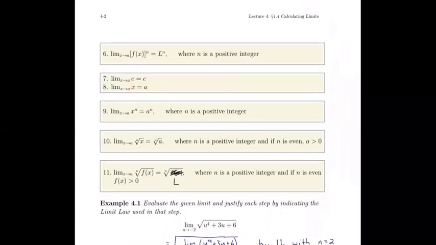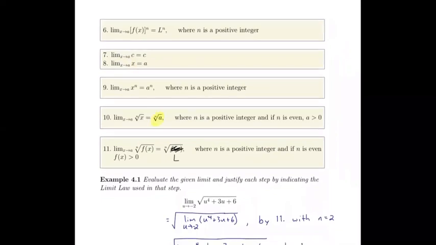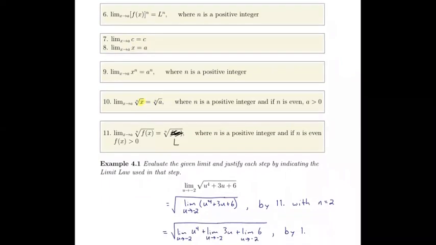And if n is even, also, a needs to be greater than 0. So if n is odd, it's fine. We don't have to worry about the values of a at all, because odd roots of negative numbers exist that are negative. Even roots of negative numbers are imaginary numbers, and we don't allow those in the course.